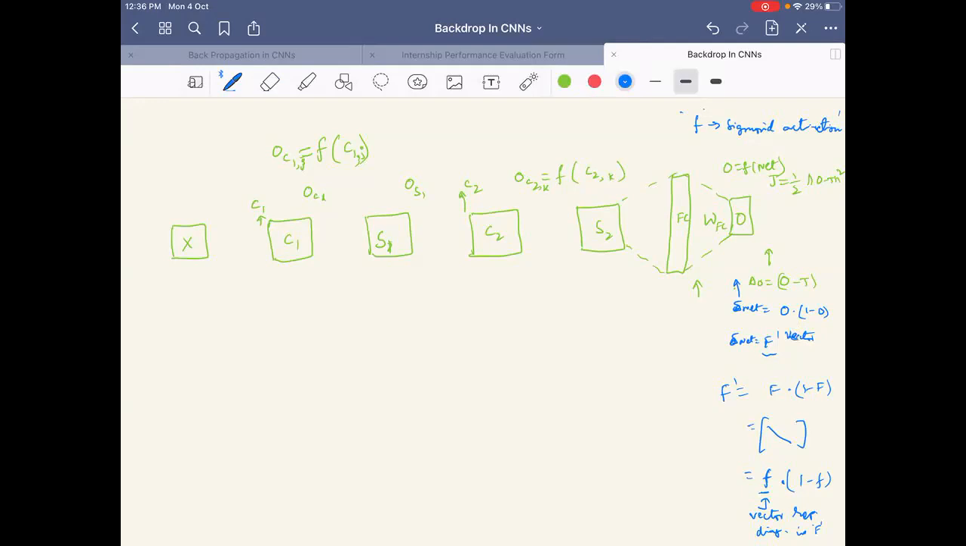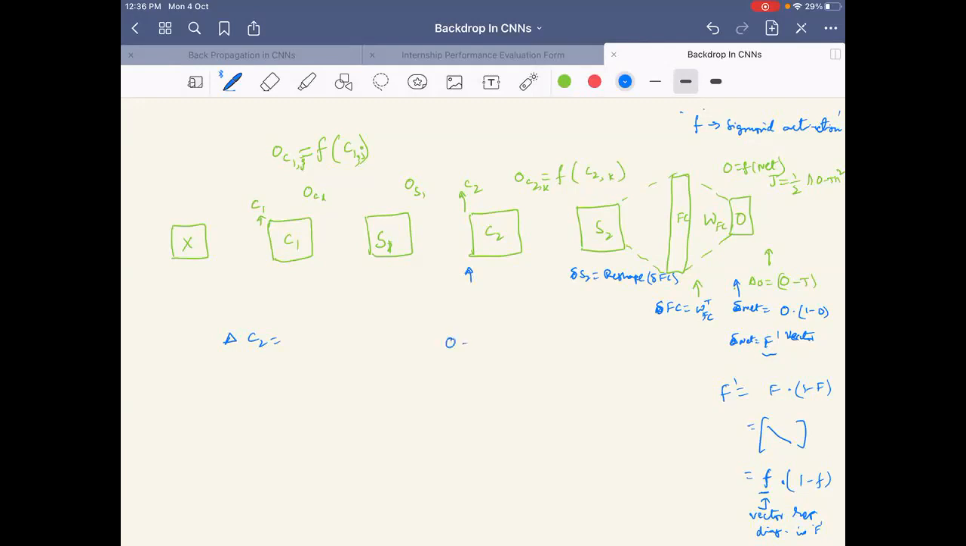So here it is equal to delta FC, or delta FC is W FC transpose, right? Here, as we have seen, delta S2 is nothing but the reshape of delta FC, right? And now we want to write here. So let us try to write the equations. Delta C2. Okay, let us write up to here. Delta C2, if you want to write.